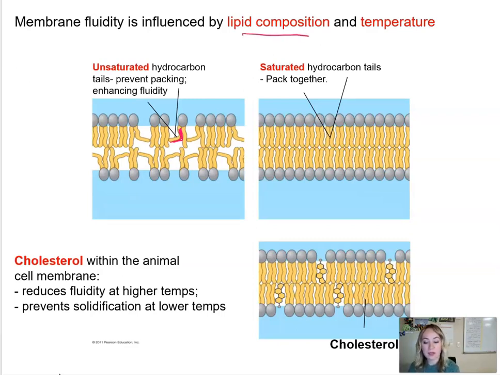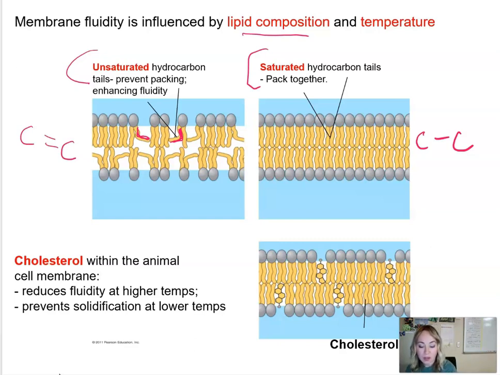So the membrane fluidity is influenced by the actual lipid composition and temperature. If the membrane is made up of unsaturated hydrocarbon tails, you can see they have that kink or bend in that chain because of double bonds between carbons in the hydrocarbon chain. This type of membrane will be very fluid. So these unsaturated fats basically enhance fluidity. However, if the membrane consists of saturated hydrocarbon tails, notice they are able to pack together because all the bonds between carbon atoms in the hydrocarbon chains are going to be single bonds. So therefore, these tails are able to pack together, and therefore this type of membrane would be less fluid.